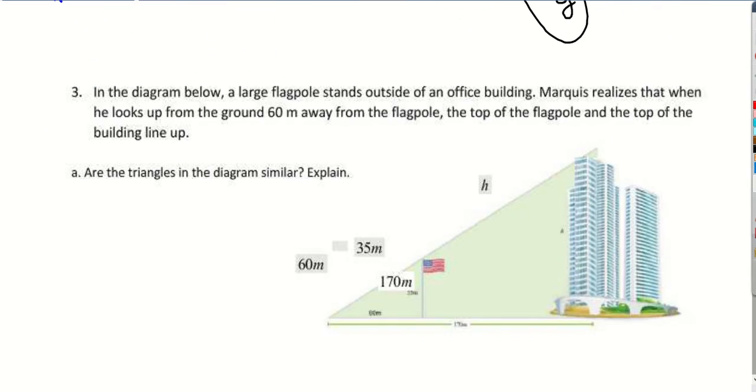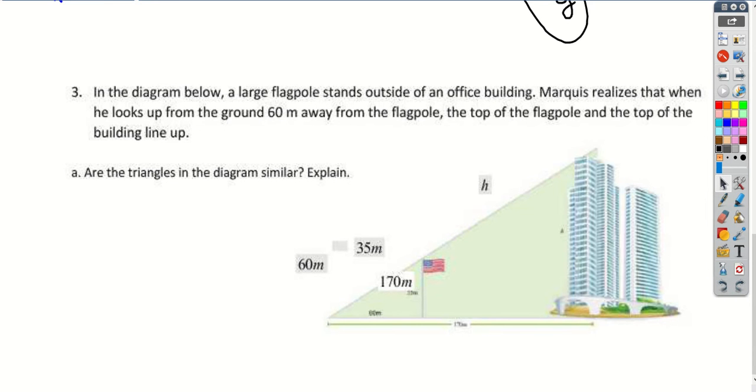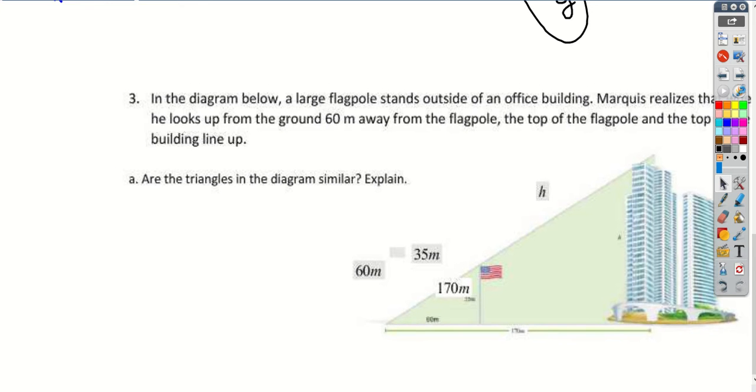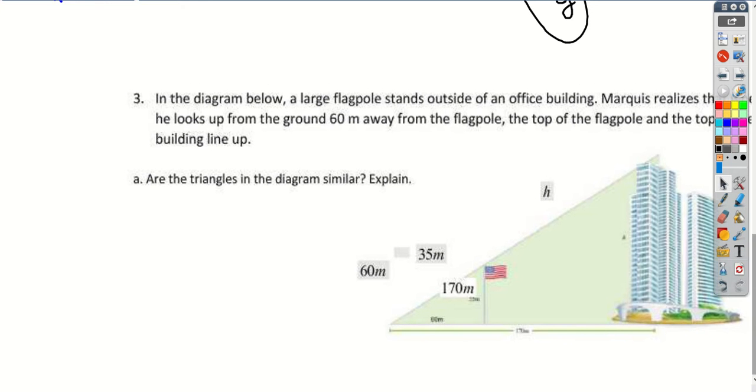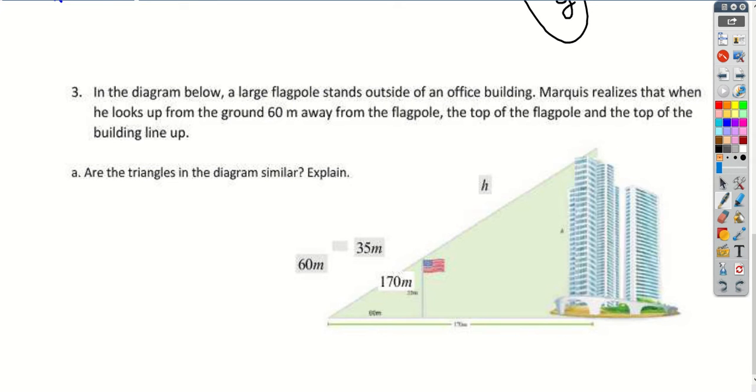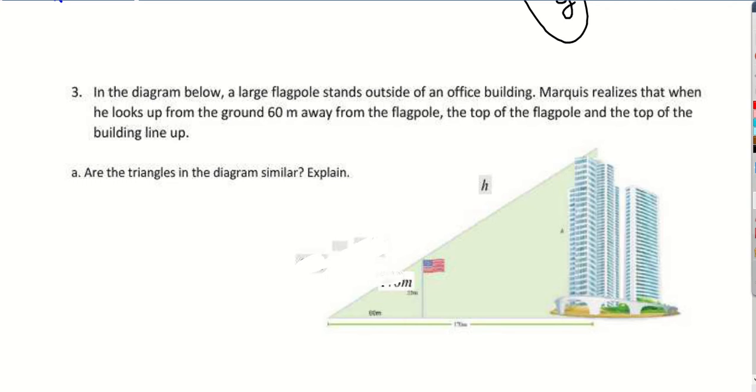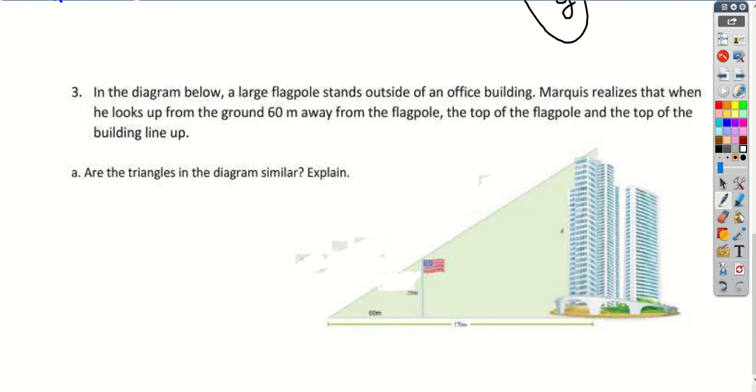So number 3, we got a flagpole, and for some reason, my numbers are all messed up. I know yours aren't. So this line from here to here, oh, that's not what we wanted. Just ignore these guys for now. The picture's all messed up, but okay.